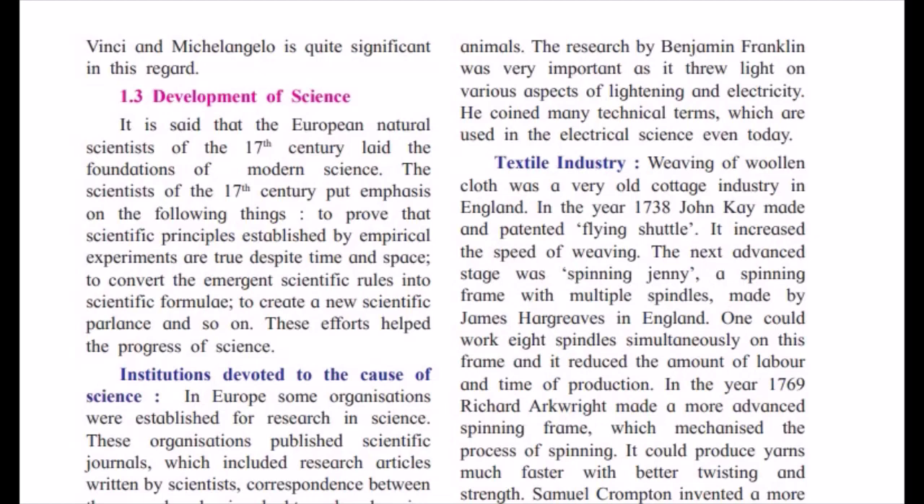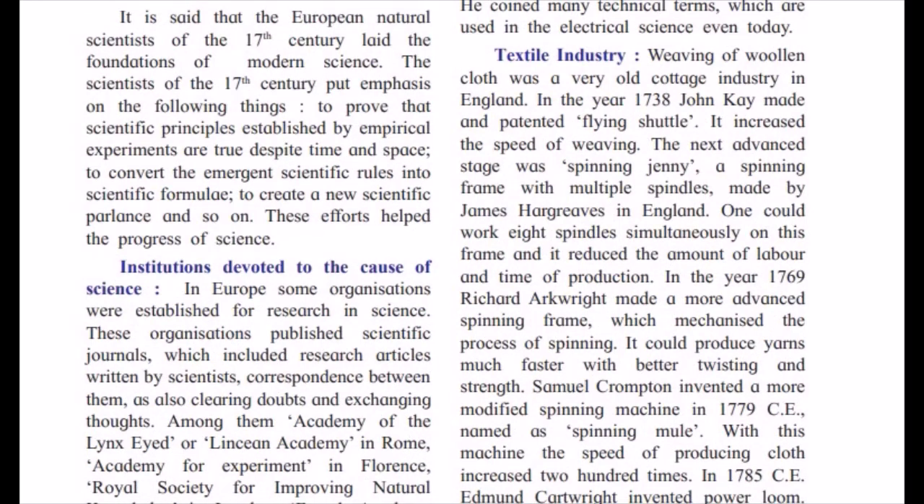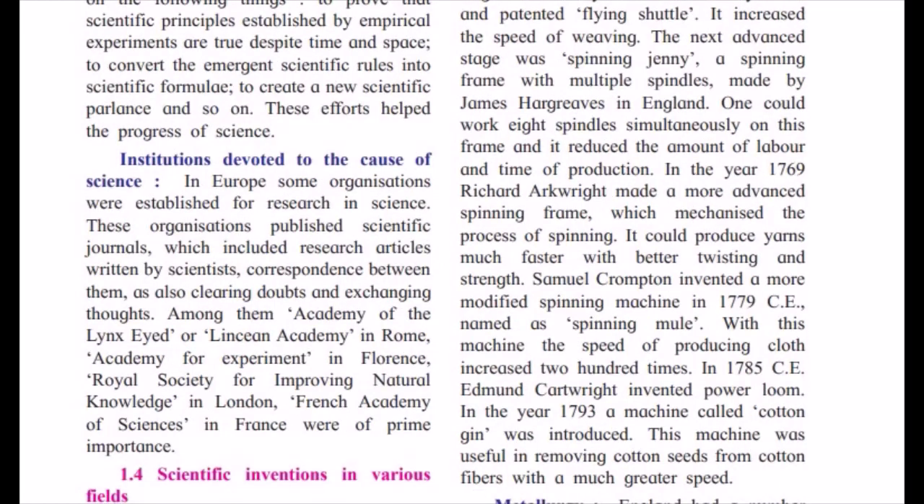The most important thing, textile industries. Weaving of woolen clothes was a very old cottage industry in England. In 1738, John Kay made a patent for the flying shuttle. It increased the speed of weaving. The next advanced stage was the spinning jenny, which had frames with multiple spindles, made by James Hargreaves in England. One could work 8 spindles simultaneously on this frame, reducing the amount of labor and the time of production.